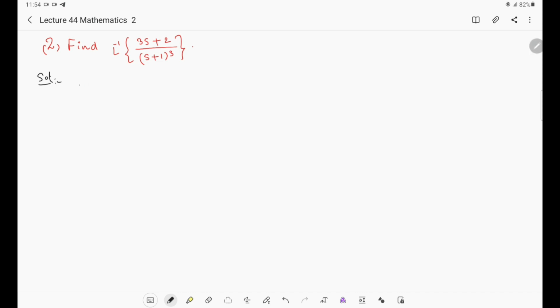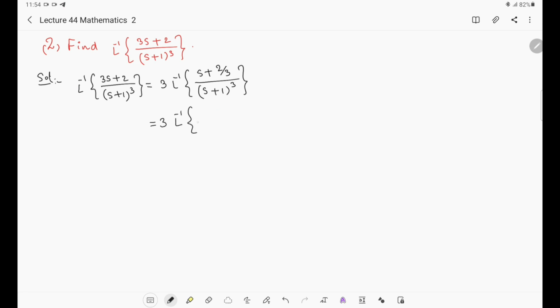For bringing s plus 1 there, we do it like this. Laplace inverse transform of (3s plus 2) by (s plus 1) whole cube. This we have to write with 3 taken out. See, I have taken this 3 outside. Then what will remain, when I take 3 outside, is 2 by 3, so s plus 2 by 3 divided by (s plus 1) whole cube. Now this is equal to 3 into the Laplace inverse transform of, in the denominator (s plus 1) whole cube as it is. See, I need s plus 1 in the numerator.